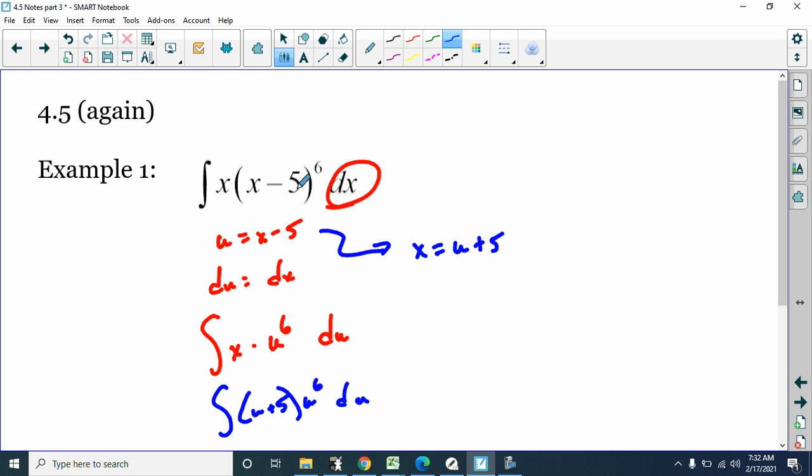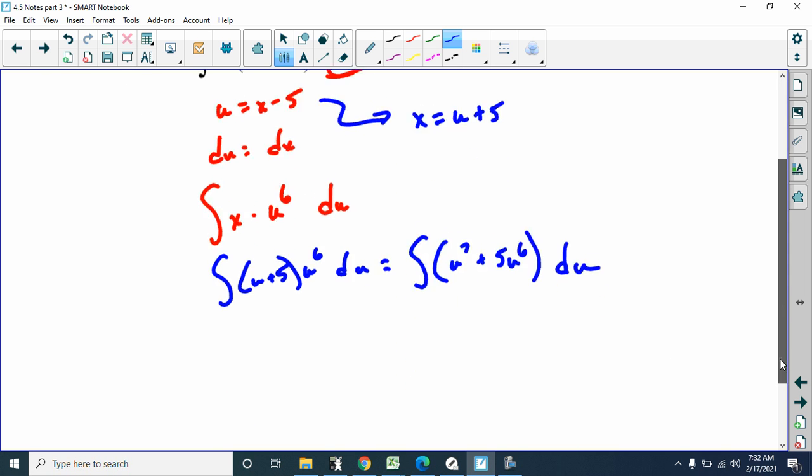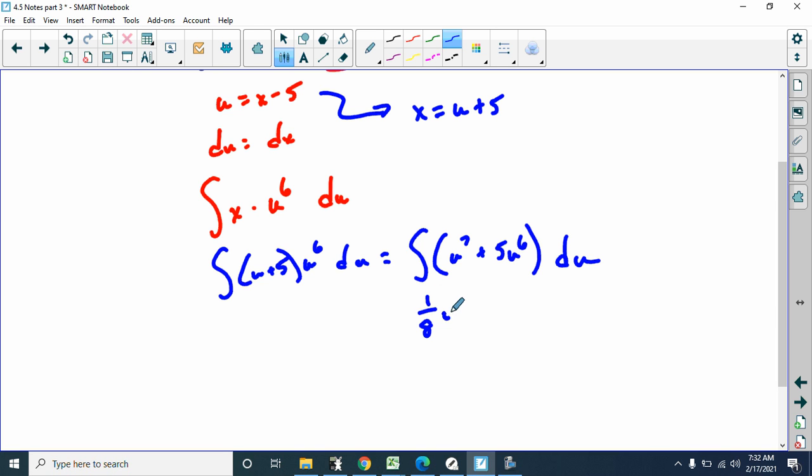This equation looks very similar to the one we started with, but the one we started with, I cannot distribute this x because I have a quantity to the 6th, whereas here I have a quantity to the 1st times u to the 6th. I can distribute this u to the 6th. So I get the integral of u to the 7th plus 5u to the 6th. And now we can integrate. And as always, you want your final answer back in terms of our original variable, which was x. So replace u with x minus 5.